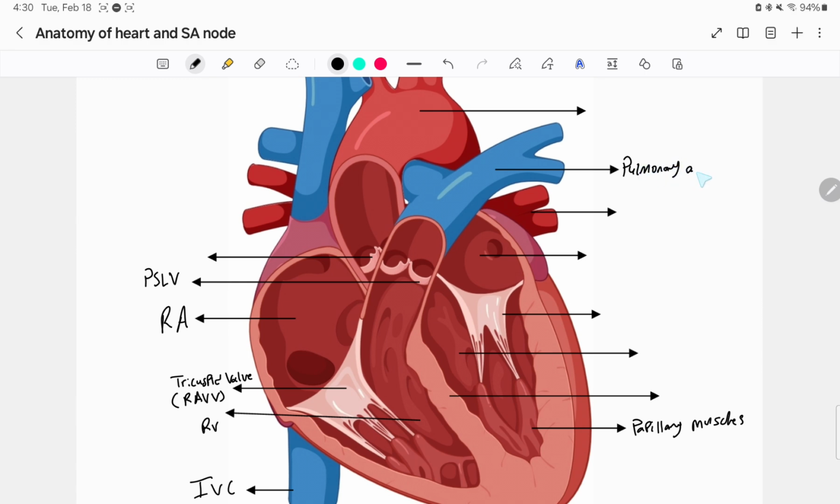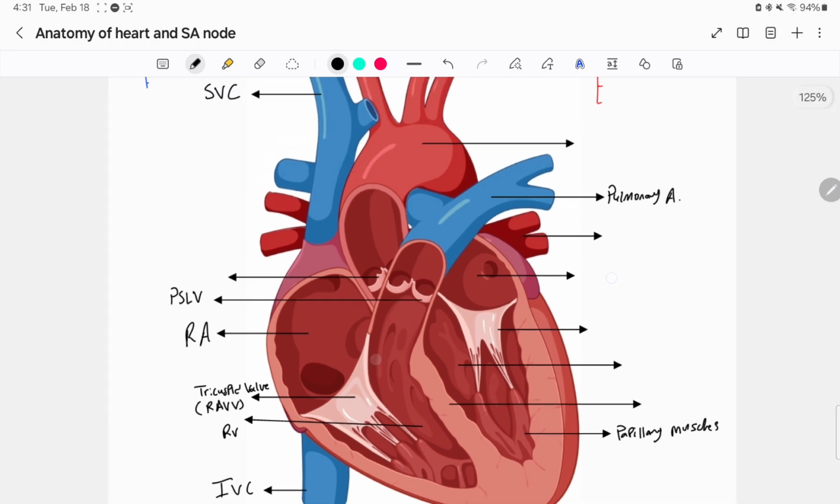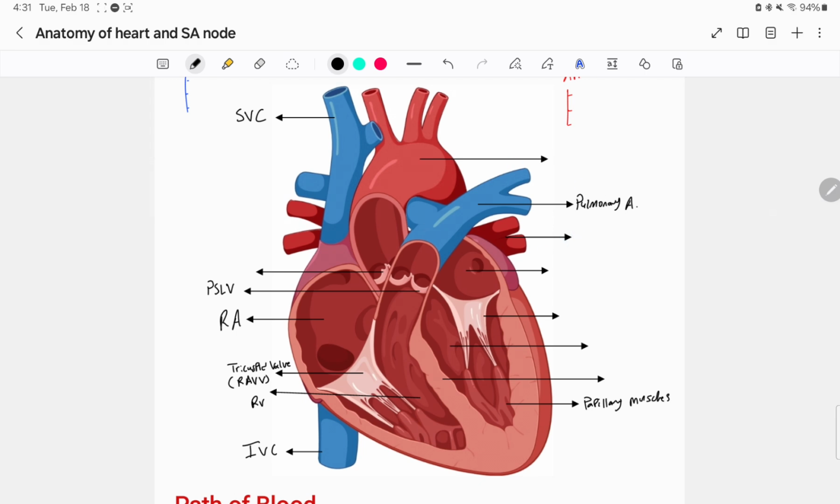Okay? The pulmonary artery. And let's write it like this. Pulmonary artery. Right here. This big blue structure here. That's the pulmonary artery. This is the left side. That's the right side. So the pulmonary semilunar valve opens up and brings the blood towards the pulmonary artery, which will then go out to the lungs, or the pulmonary circulation, to get oxygenated.